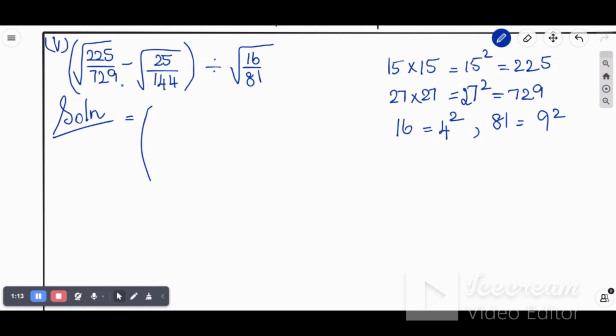Square root of 225 is 15 and square root of 729 is 27. And next, square root of 25 is nothing but 5 and square root of 144. So 144, I think it's 12. Yeah, 12 12s are 144. So I have directly taken the square root. These are squares, right? So this is very easy. Just apply the square root, and 4 by 9.